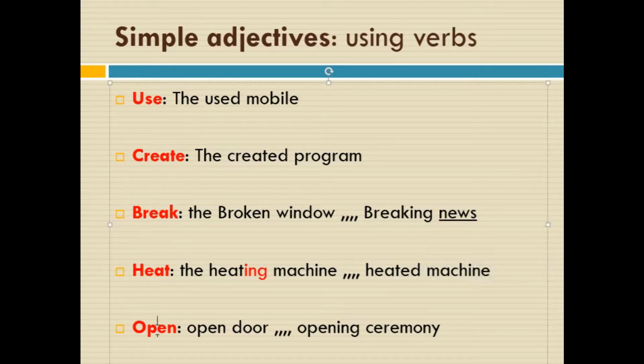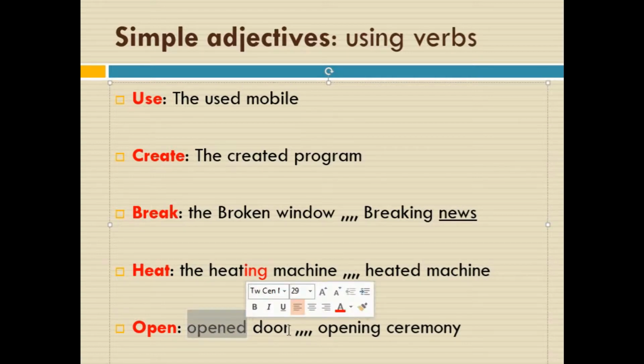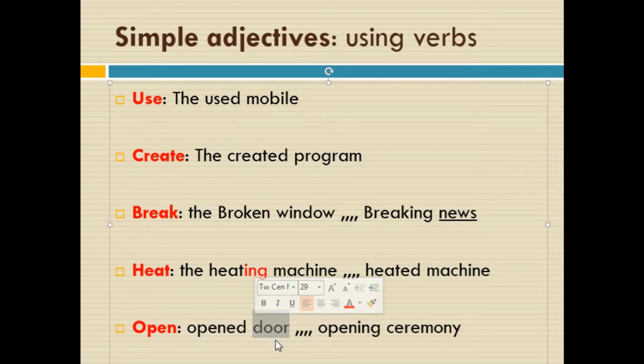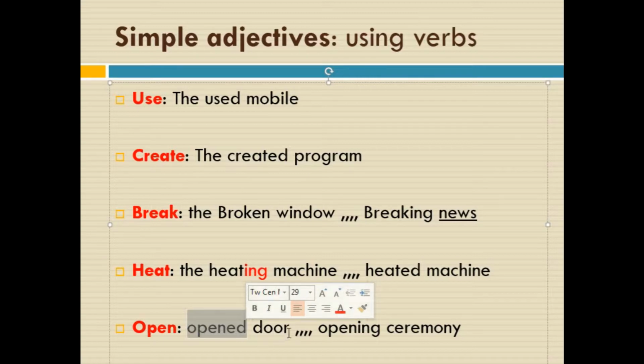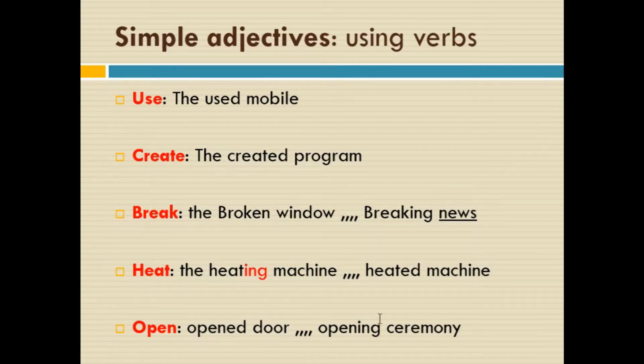The last one is open, right? When we say the opened door, right? This is my object. Some work has been done on it, so somebody else opened it. The door is open, but somebody else opened it. But when you say the opening ceremony, right, this is a little bit different. This ceremony opens something for us. So this is a subject.